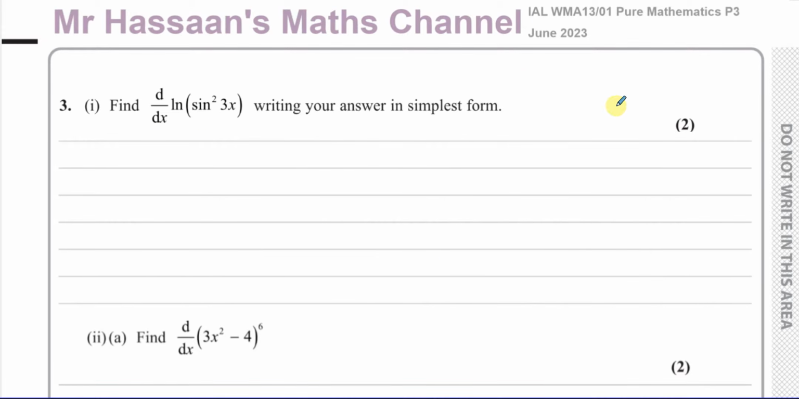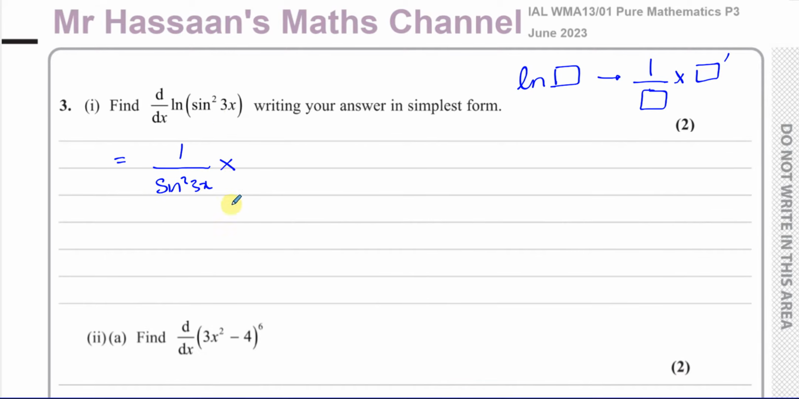So here we have something that we have to differentiate in the form of the ln of something. Now when you differentiate something in the form of ln of something, then you always have 1 over that thing as it is, and then multiplied by the differential of that thing. So the ln of something always differentiates in this form. So for us to differentiate this, we're going to write 1 over whatever's inside the function, which is the sine squared of 3x. And then we have to multiply by the differential of sine squared of 3x.